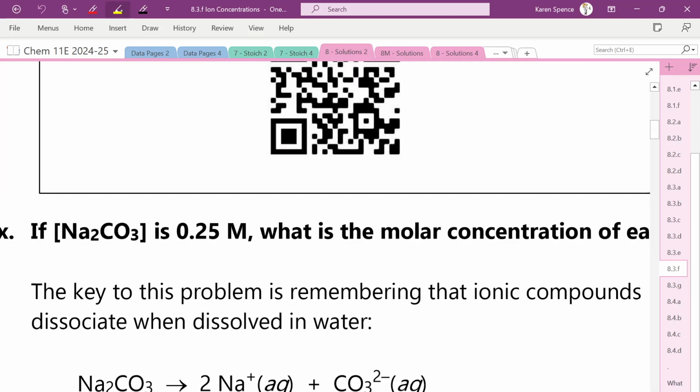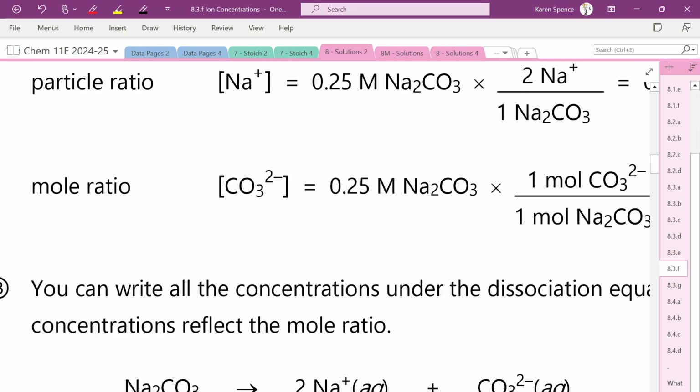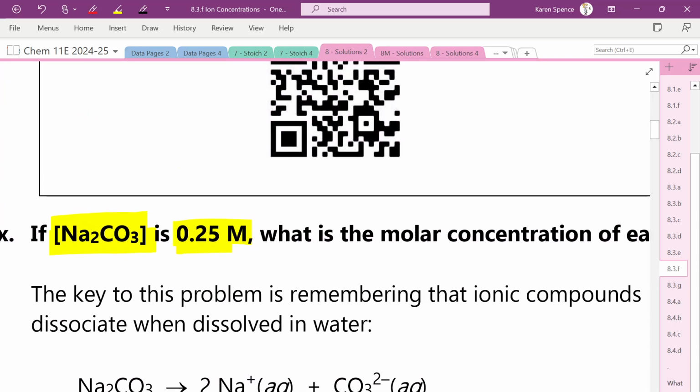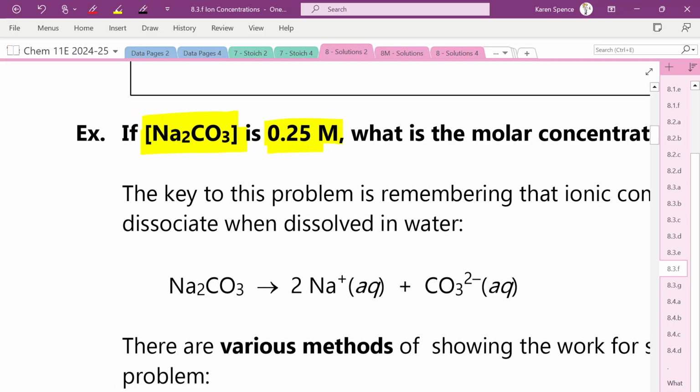So if we have sodium carbonate, Na2CO3, and its concentration is 0.25 molar, and this is on page 78, what is the molar concentration of each ion? What that means is you need to identify the ions. Who are the ions? Na+ and CO3 2-. And the best way of doing this consistently is to write your, what equation is this equation here?